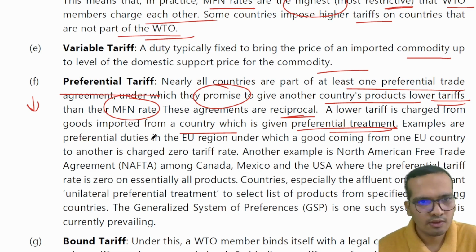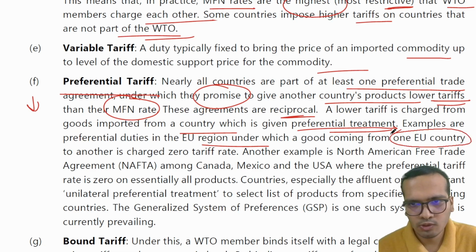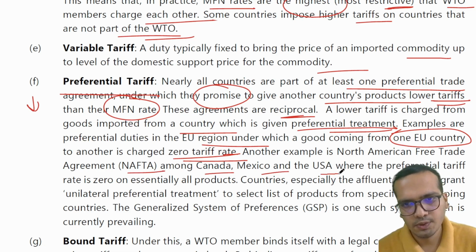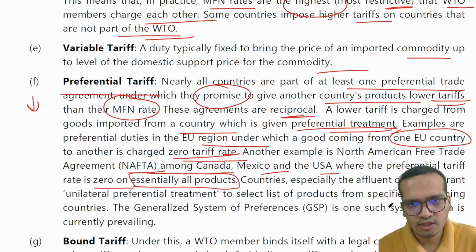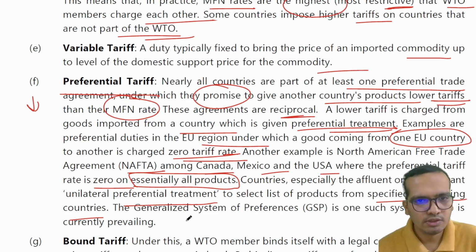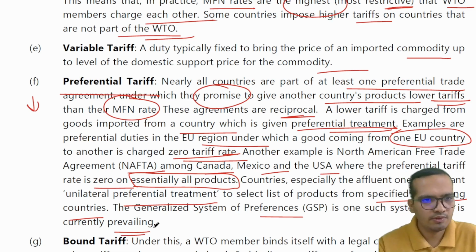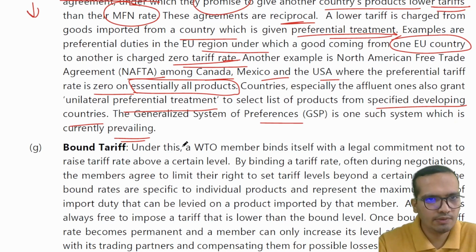Examples are preferential duties in the EU region, under which goods coming from one EU country to another are charged zero tariff. Another example is the North American Free Trade Agreement (NAFTA) among Canada, Mexico, and the US, where the preferential trade rate is zero on essentially all products. Countries, especially the affluent ones, also grant unilateral preferential treatment to a selected list of products from specific developing countries. The Generalized System of Preferences (GSP) is one such system which is currently prevailing. I think आपको नहीं दिख रहा होगा थोड़ा सा.